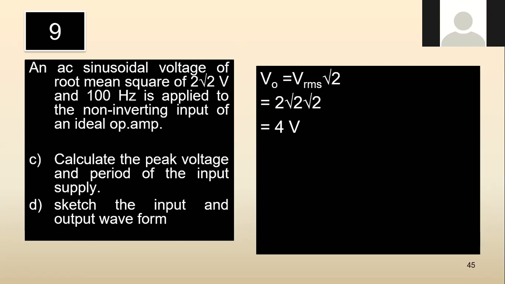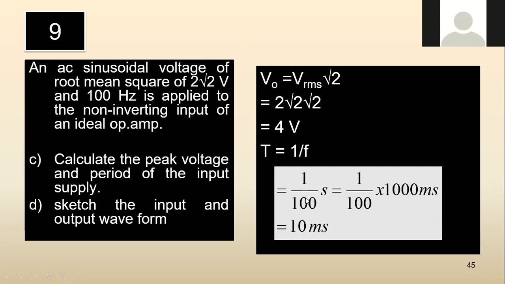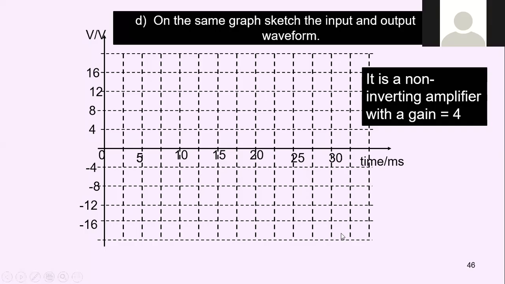Before we can sketch the input and output waveform, we must first convert the frequency to period. Divide 1 by 100, and to change it to milliseconds we times 1,000, so we get 10 milliseconds. Choose a proper scale. Usually in the exam they will give you a scale and draw the axes for you, and you just have to sketch. They don't want you to waste your time drawing the graph. So that's the period, 10 milliseconds. Draw that.